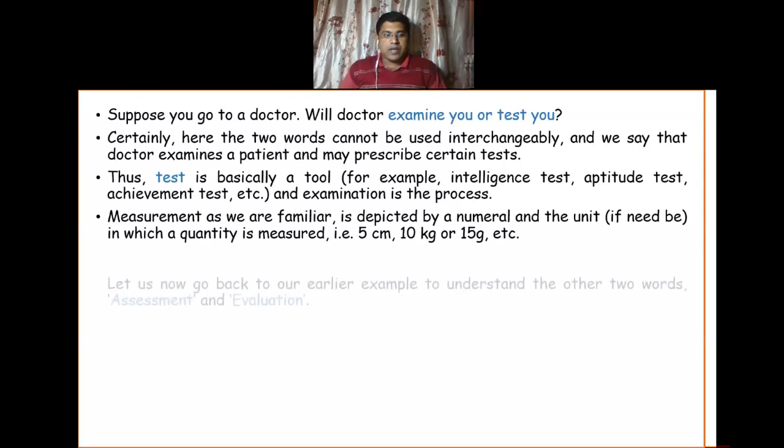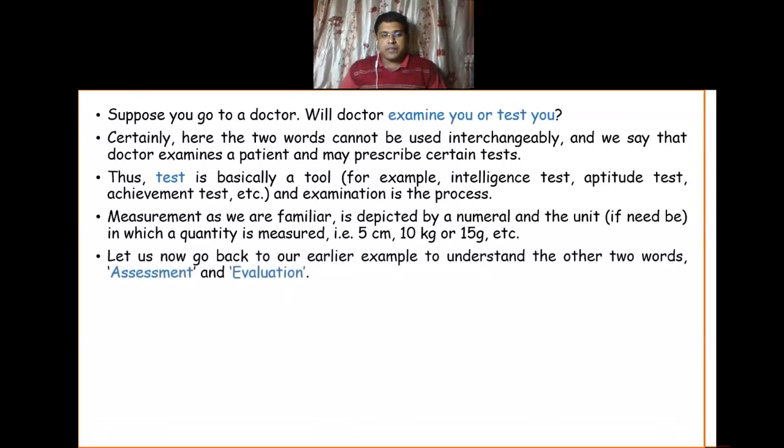Then another one. Let us now understand the earlier example of the two words, examination and test. Based on that, we can go for assessment and evaluation, which are two other words. So these three words are done: test is basically a tool, examination is a process, and measurement is to know the quantity or units.